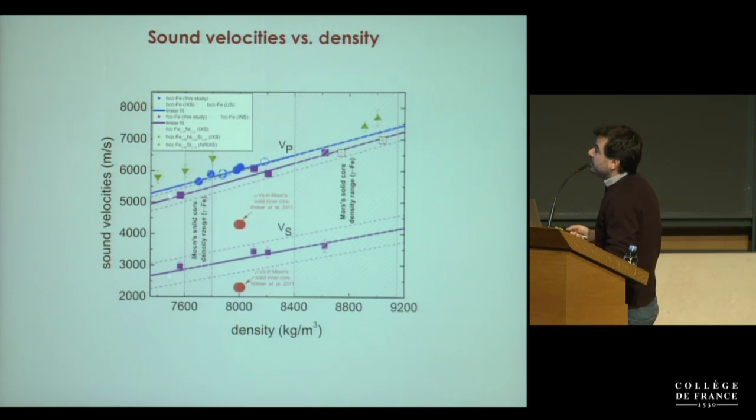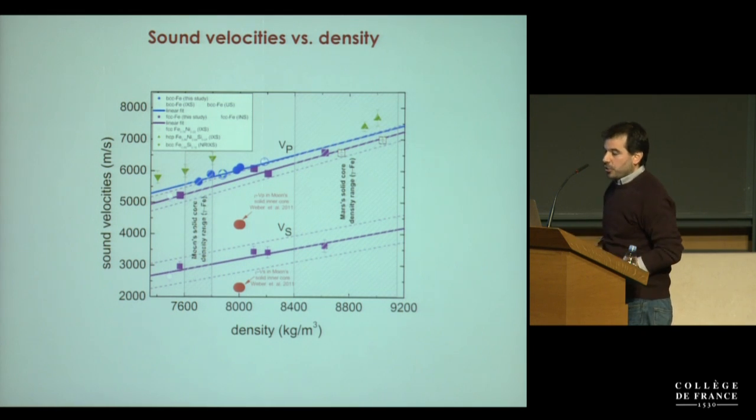Now, this difference is 1,500 meters per second, about 25% at constant density, which is something quite large. So the first natural question we need to ask is, what might be the origin of such a discrepancy?